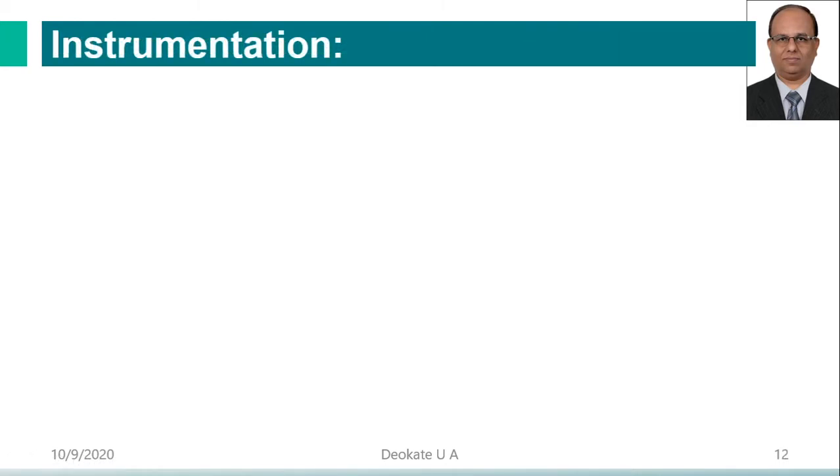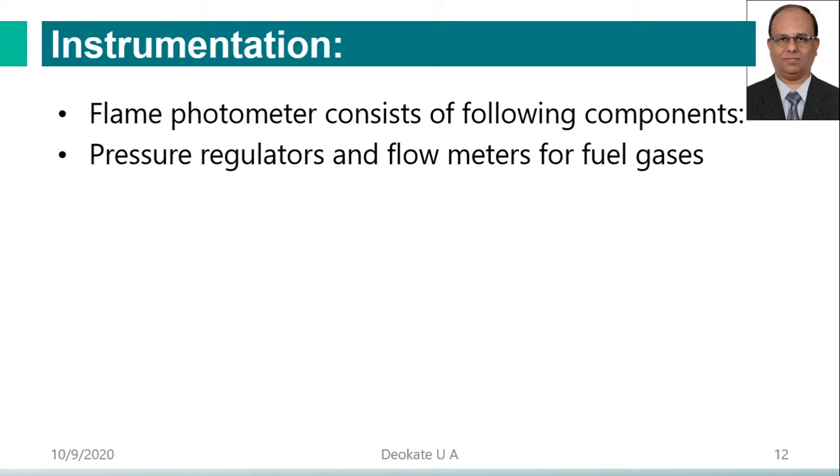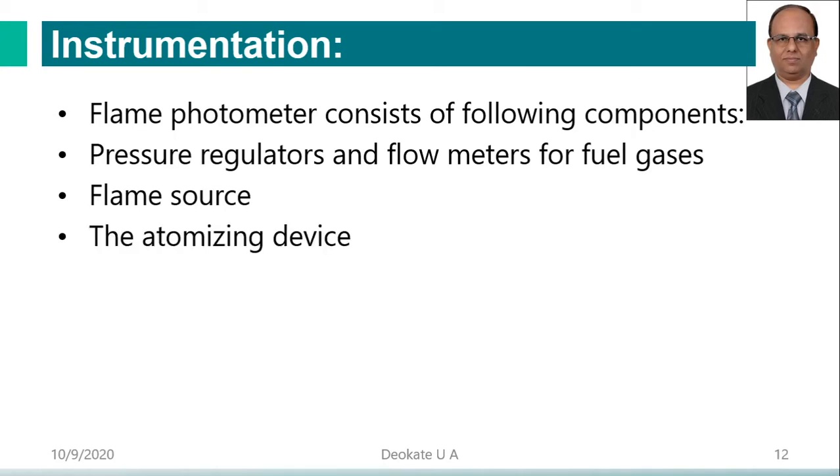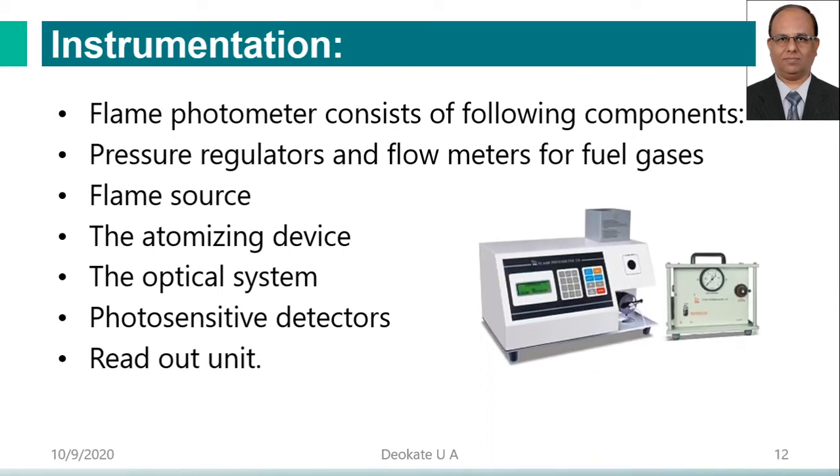Now today again we'll start with the next part, that is instrumentation. So the flame photometer consists of the following components. It has a pressure regulator and flow meters for fuel gases as the first component. Then the flame source. Second is the atomizing device, where the liquid will be converted to small droplets. Then the optical system, either filters or monochromators. Then photosensitive detectors and a readout unit. So this is the flame photometer.